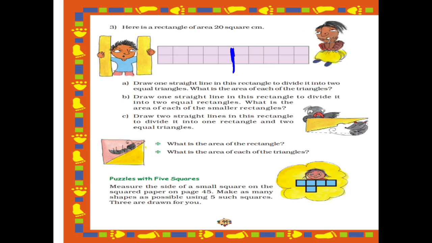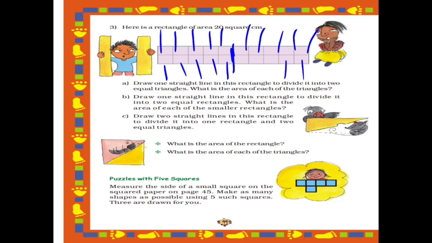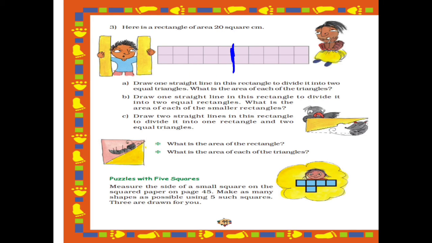Now let's count how many squares there are on each side. 1, 2, 3, 4, 5, 6, 7, 8, 9 and 10. Here 1, 2, 3, 4, 5, 6, 7, 8, 9 and 10. So on both sides there are 10 squares, right? So they are equal.